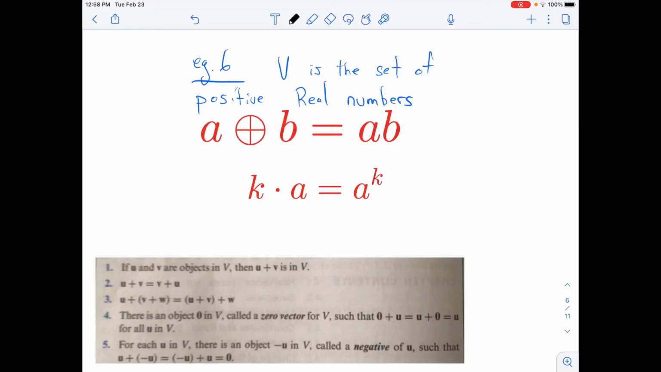Okay, so now I want to look at this example of what turns out to be a vector space. This is a really important example for historical reasons. So V is going to be the set of positive real numbers. By the way, 0 is not positive. You have to be bigger than 0 to be positive.